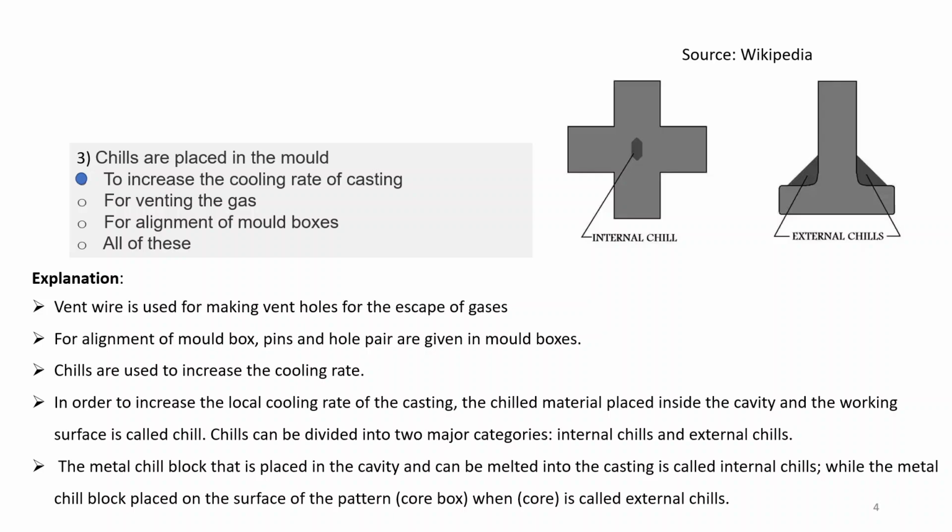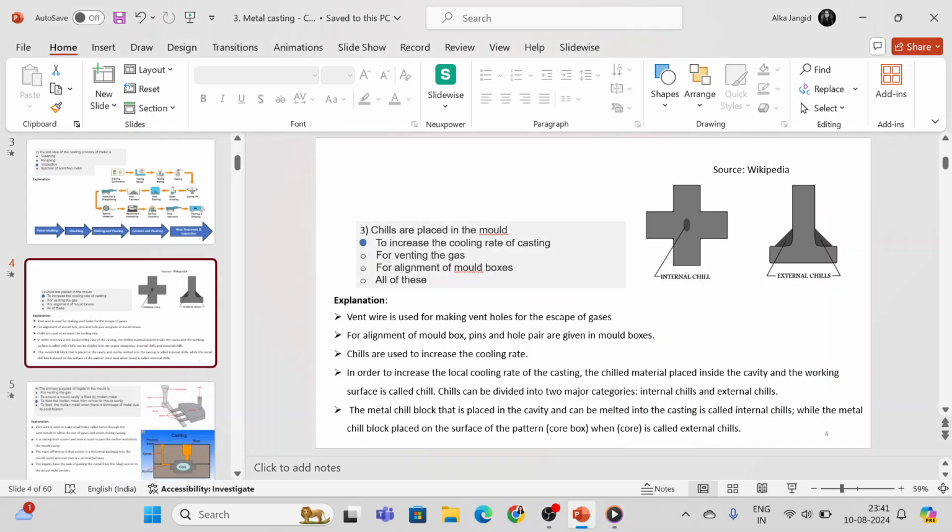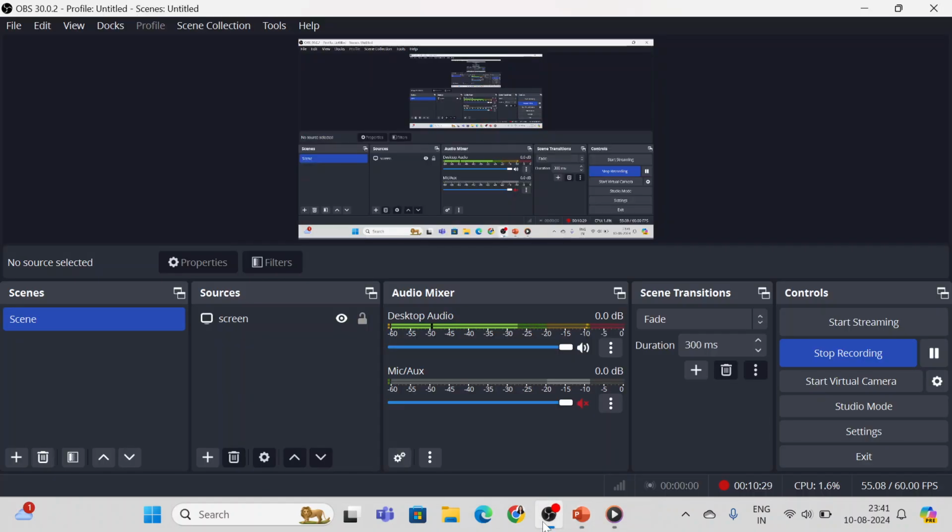The metal chill block that is placed in the cavity and can be melted into the casting is called internal chills, while the metal chill block placed on the surface of the pattern or core box is called external chills. These chills won't come in contact with your final product, but they will be increasing your cooling rate in these particular spaces.